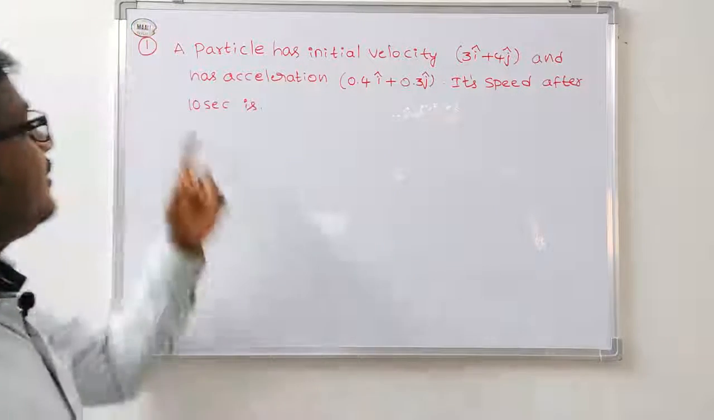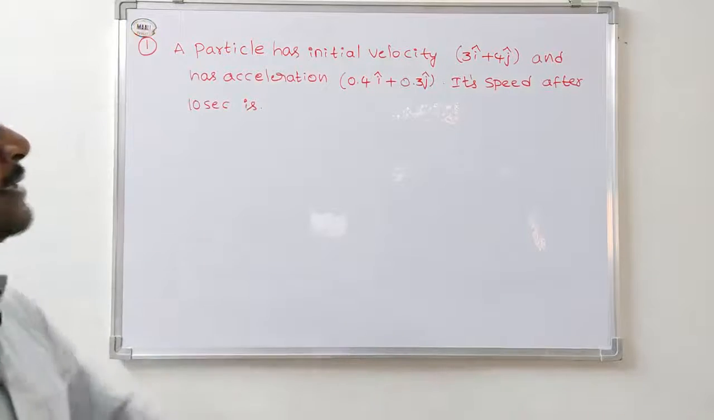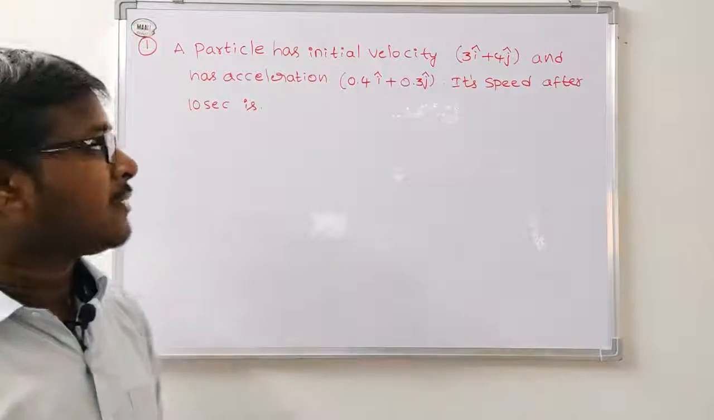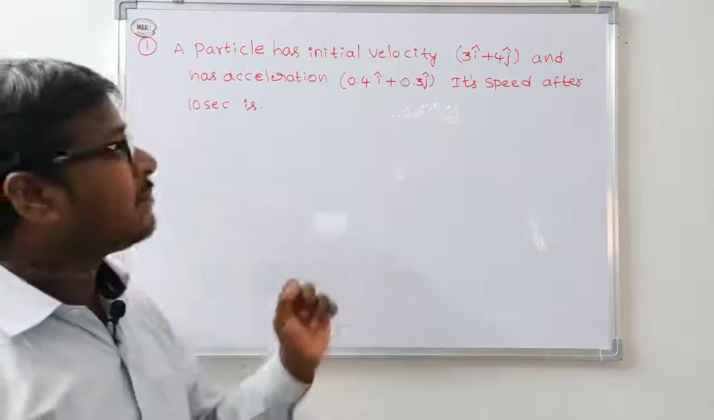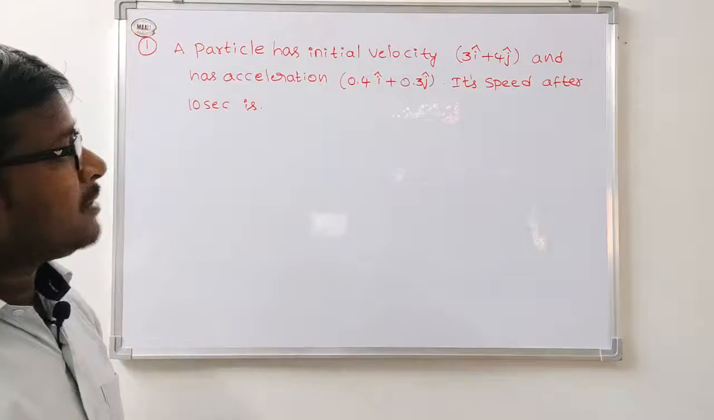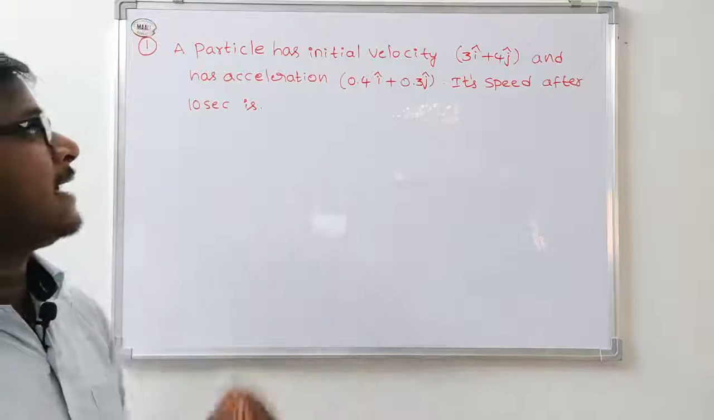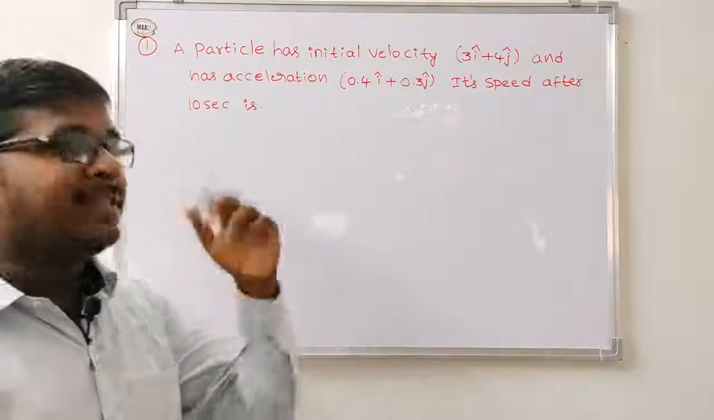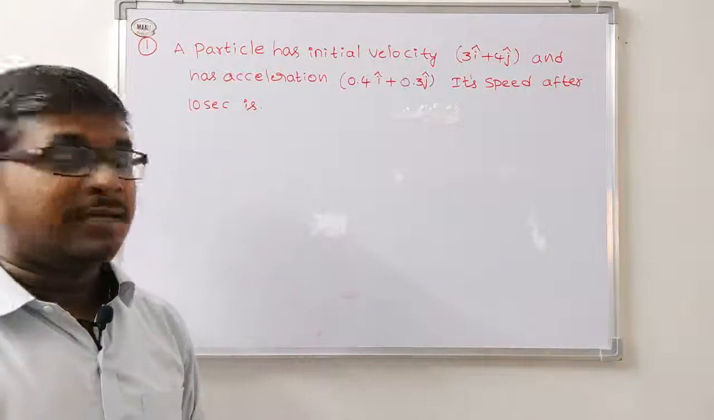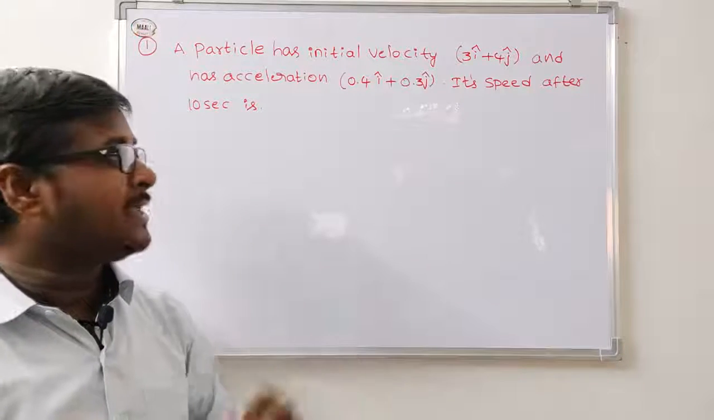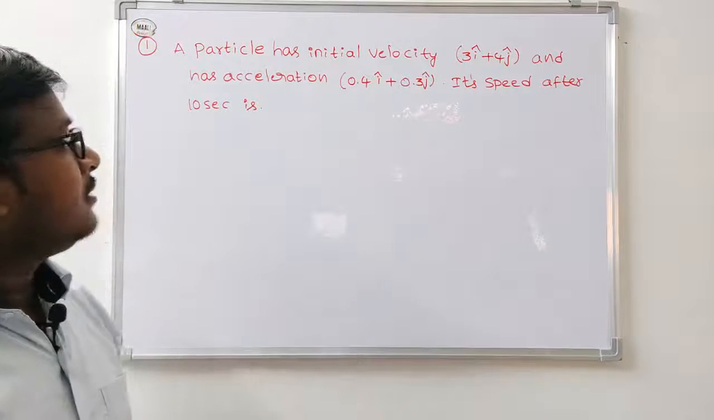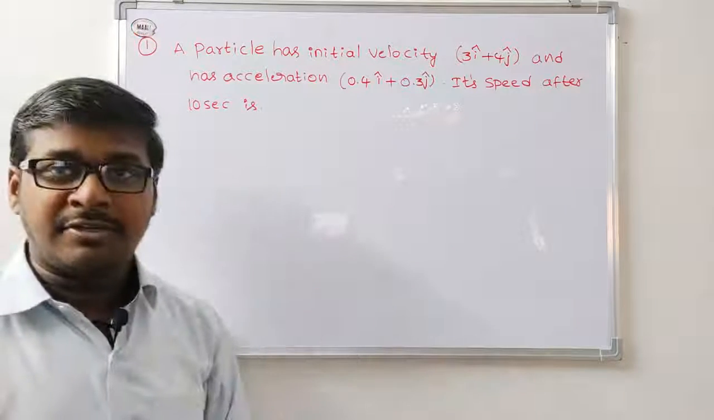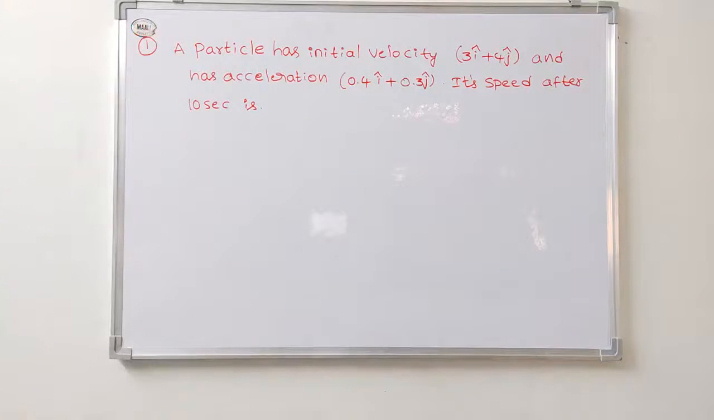Okay, the first one: a particle has initial velocity 3 i cap plus 4 j cap and has acceleration 0.4 i cap plus 0.3 j cap. Its speed after 10 seconds is? In this problem, we discuss two methods. One is the vector formation method. The second one is the kinematic equation method. Okay, first let's discuss the first method.